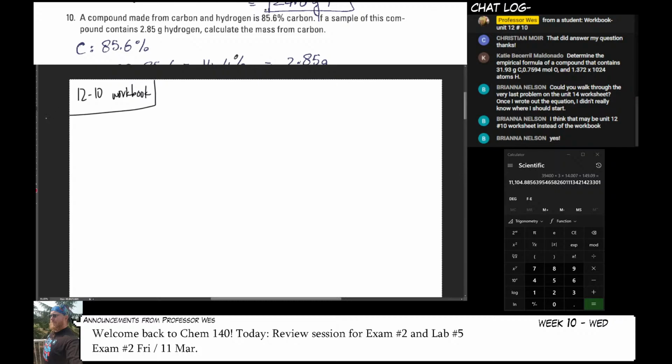All right. A compound made from carbon and hydrogen is 85.6% carbon. If a sample of this compound contains 2.85 grams hydrogen, calculate the mass of carbon. All right, so we have 85.6% carbon, which means that the remainder must be hydrogen, because that's what it says, right? So 100 minus 85.6.